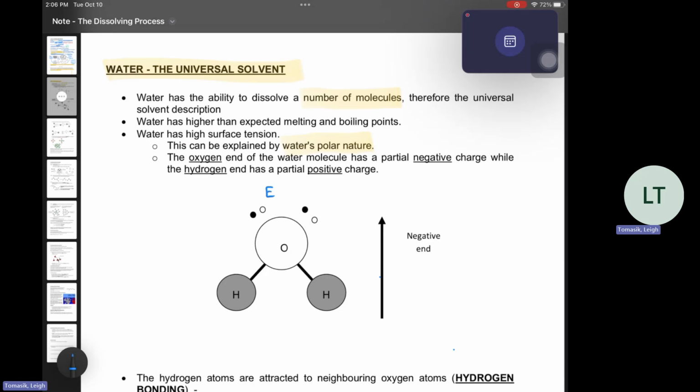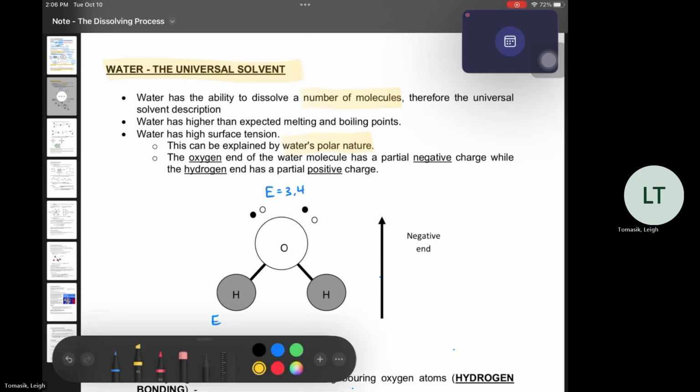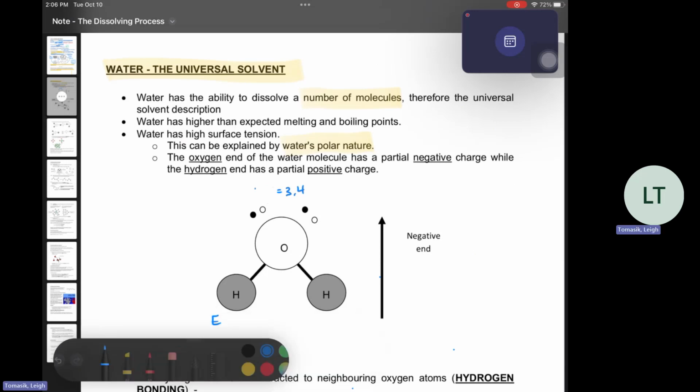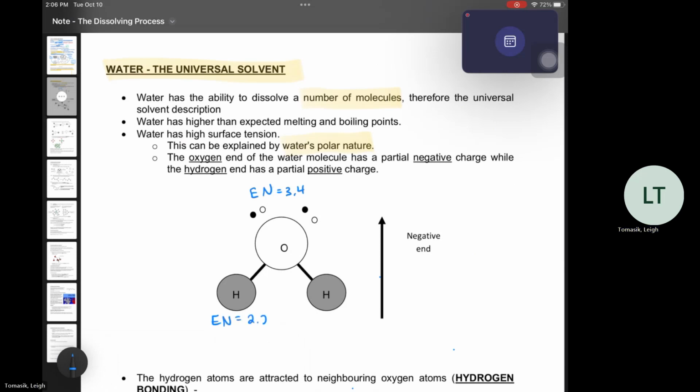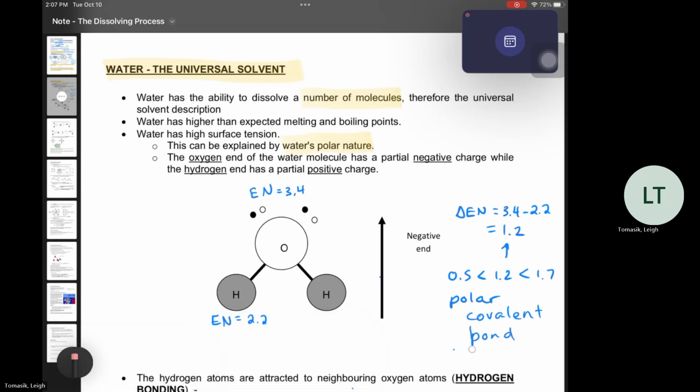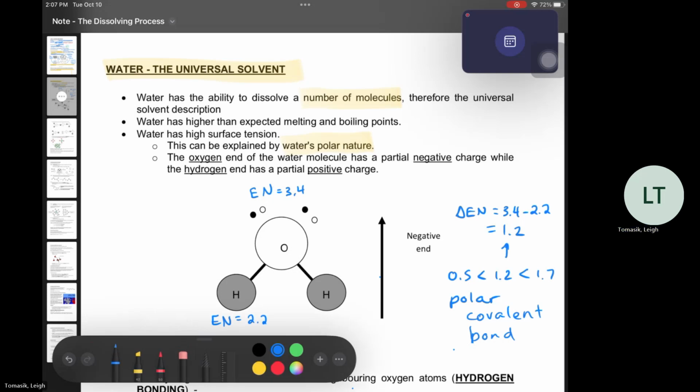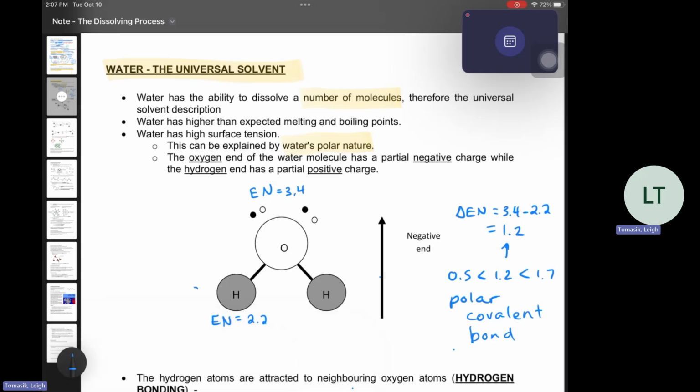So, oxygen has an electronegativity (EN) of 3.4, and hydrogen has an electronegativity of 2.2, right? So when we do the electronegativity difference, 3.4 minus 2.2 is 1.2, and this is between 0.5 and 1.7, right? So this is a polar covalent bond. Right? So that's one of the conditions for having a polar molecule. The other condition, right? So, okay, let's draw our little charges.